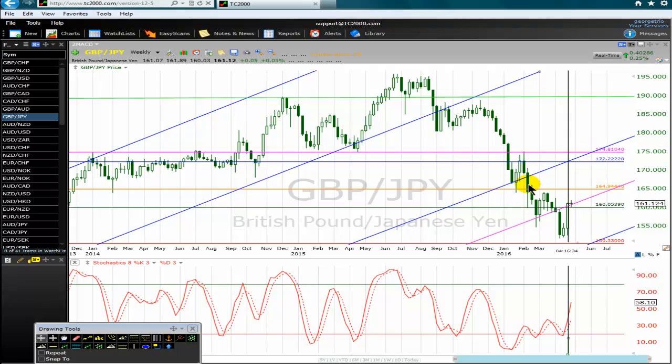But if you look carefully here, you see the price drops down, the tail of this candle. We have another level here in the zone of 160.05.